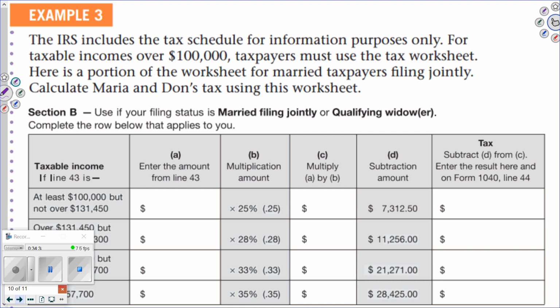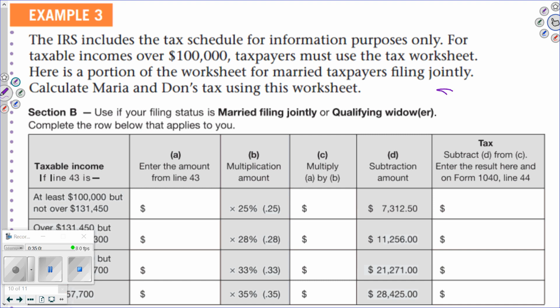All right, example 3. The IRS includes the tax schedule for information purposes only, guys. For taxable incomes over $100,000, taxpayers must use the tax worksheet. Here is a portion of the worksheet for married taxpayers filing jointly. Calculate Maria and Don's tax using the worksheet. So how much money did Maria and Don make? Look at the last problem. Last problem, we talked about Maria and Don.